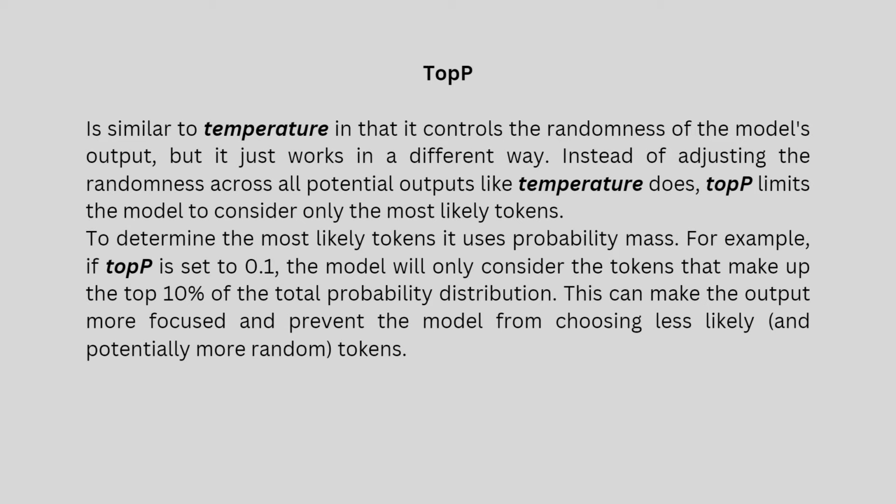Next one is top P. It's similar to temperature in that it controls the randomness of the model's output, but it just works in a different way. So instead of adjusting the randomness across all potential outputs like temperature does, top P limits the model to consider only the most likely tokens. And to determine the most likely tokens, it uses probability mass. For example, if top P is set to 0.1, the model will only consider the tokens that make up the top 10% of the total probability distribution. This can make the output more focused and prevent the model from choosing less likely and potentially more random tokens.